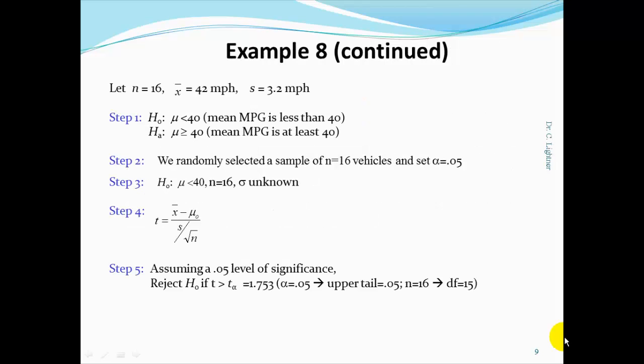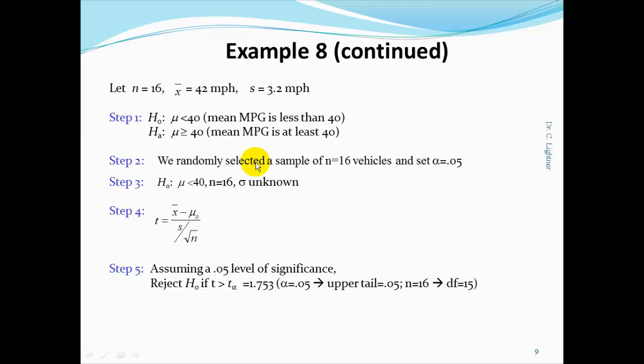In step 1, we state our hypotheses. Since we are trying to prove that the mean miles per gallon is at least 40, we should state this claim as our alternative hypothesis. If our alternative is the mean is at least 40, then our null is the mean is less than 40.